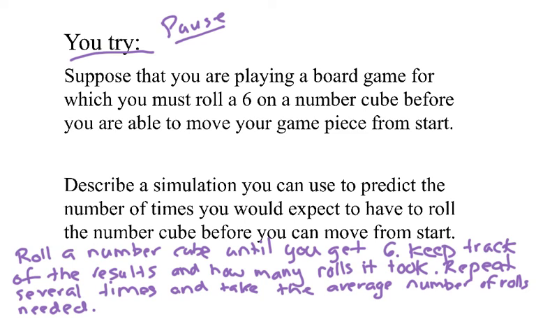All right, so one way we could describe this is that we can roll a number cube until we get a 6. We want to make sure we keep track of the results and how many rolls it took. We repeat, this is the key, we need to make sure we repeat this several times and take the average number of rolls needed.